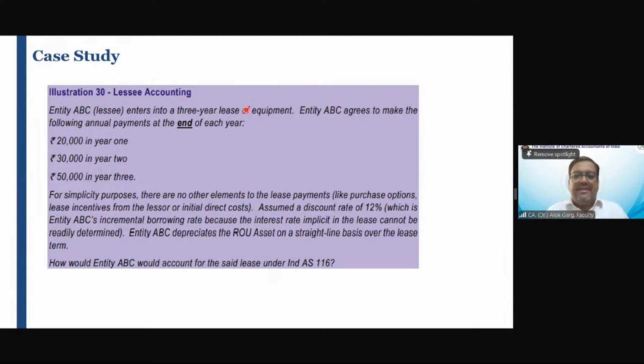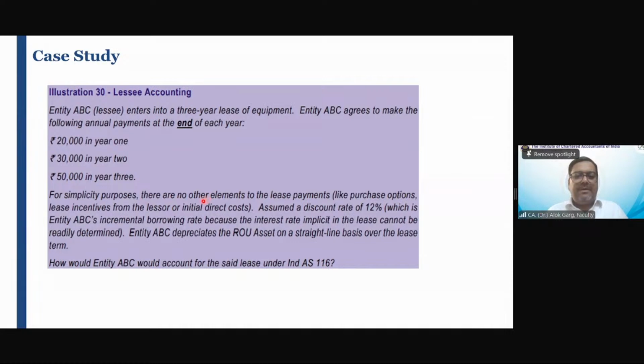Entity ABC agrees to make the following annual payment at the end of each year. End mein payment ho rahi hai. Okay. At the end. What is meant by at the end? I mean to say, if it is at the end, it means the discounting will start from the first year, right? 20,000 in year 1, 30 in year 2, 50 in year 3. Okay. The total payment is 20 plus 30 plus 50, 1 lakh.